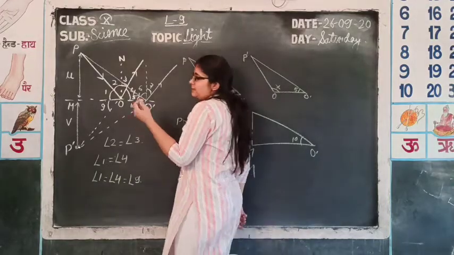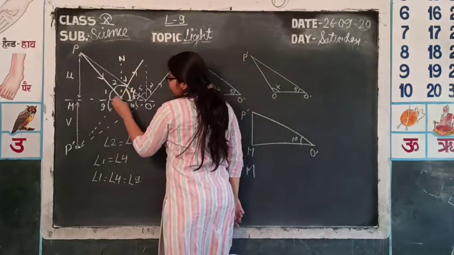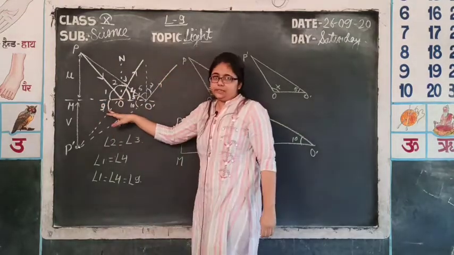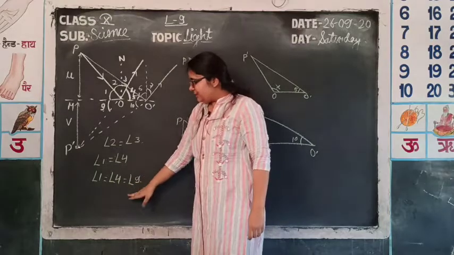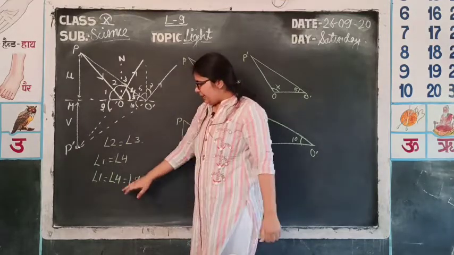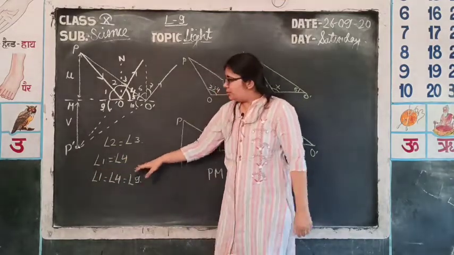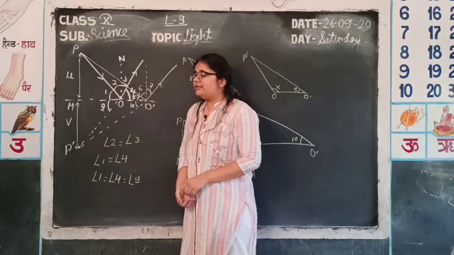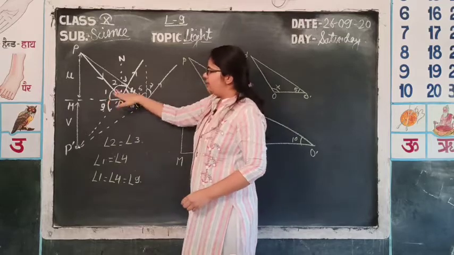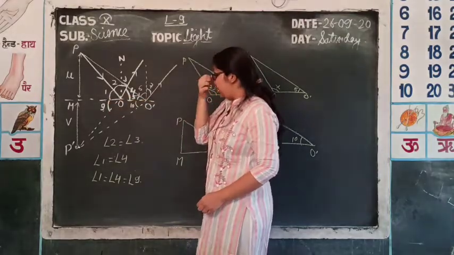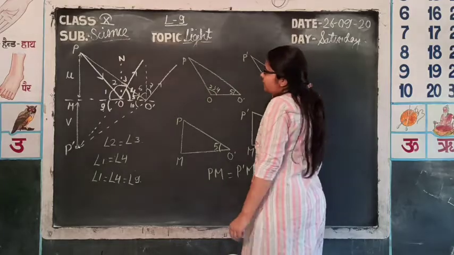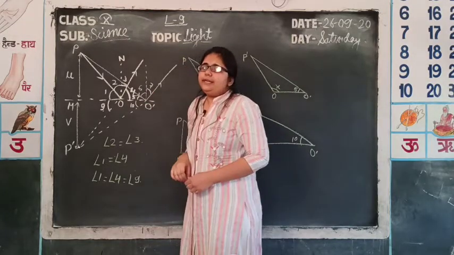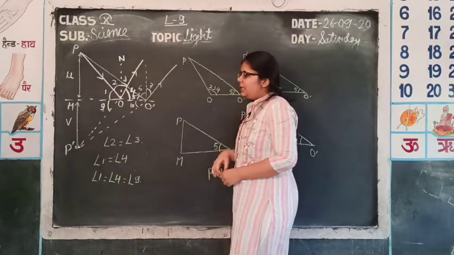Now, you might have studied in maths that angle 4 and angle 9 are vertically opposite angles. So, angle 4 is equal to angle 9 and angle 1 is equal to angle 4. So, angles 1, 4 and 9 are equal to each other. Like that, for formation of an image, we need two rays. By the intersection of these two rays, the image is formed.